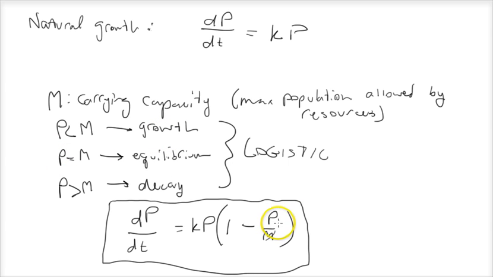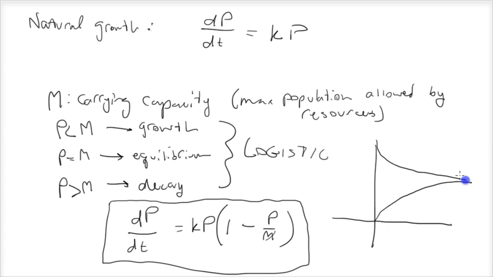And if P is greater than M, if the population is greater than the carrying capacity, then this coefficient right here will be negative. That means the K is going to be negative. That means the derivative is going to be negative, and a negative derivative means decay. It means the population's getting smaller, which makes sense, because when we look at these logistic equations, you'll get this, or you can get this, or you can get this.